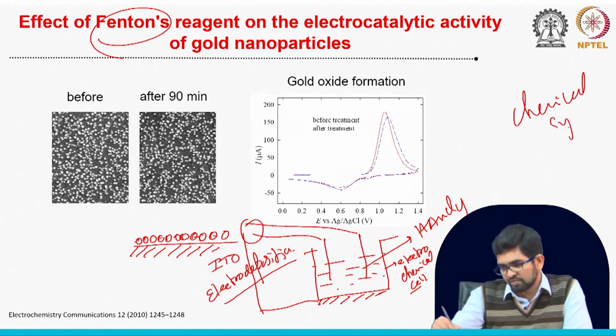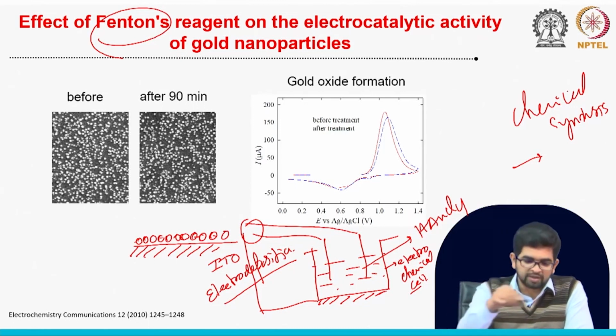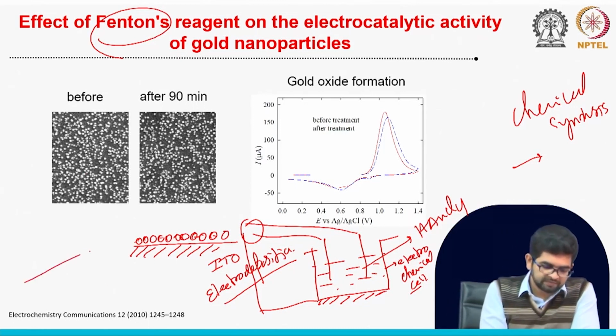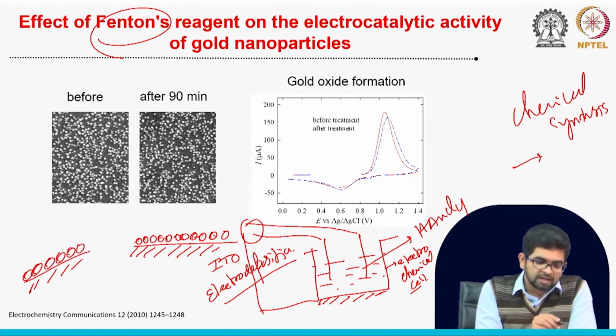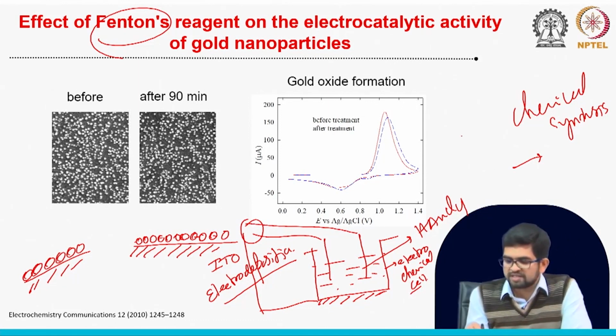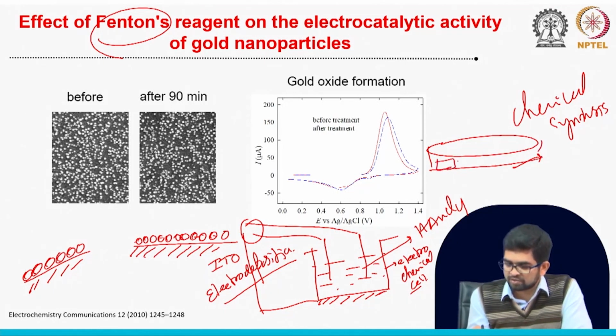Or maybe you can synthesize them chemically. For chemical synthesis you can follow ascorbic acid reduction, the citrate method, or the sodium borohydride reduction method, and then deposit those nanoparticles on the ITO surface. Now you can take a petri dish, and there you can put your small chip that is gold nanoparticle coated, right?